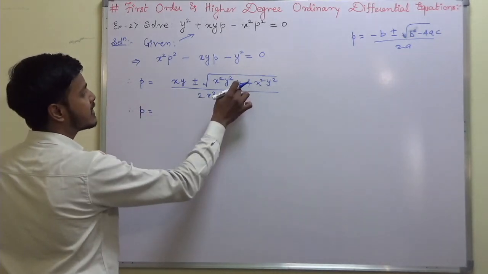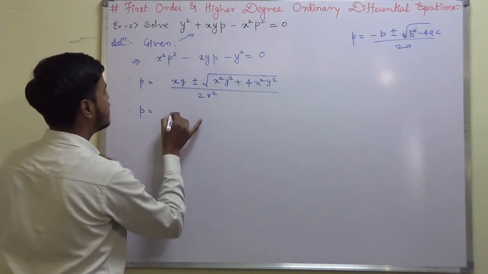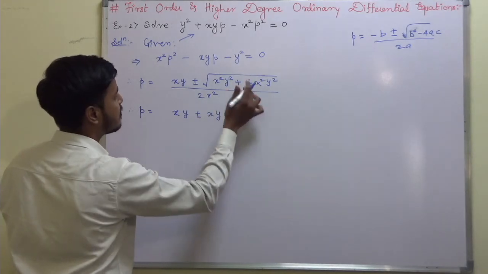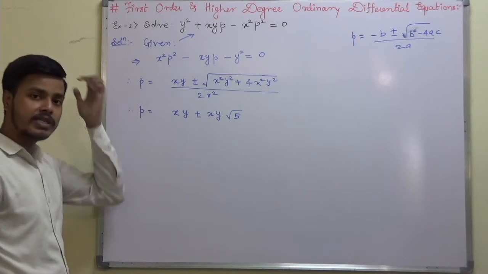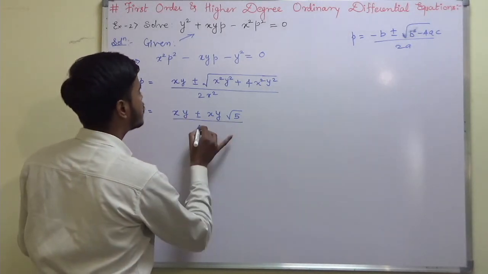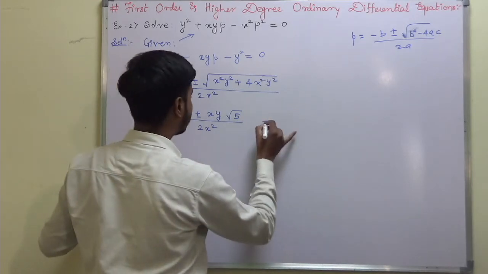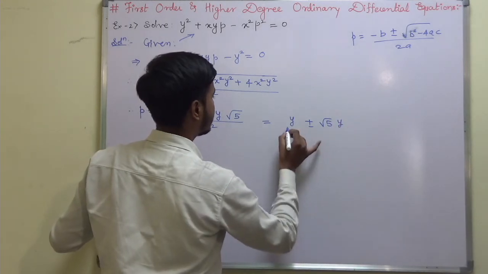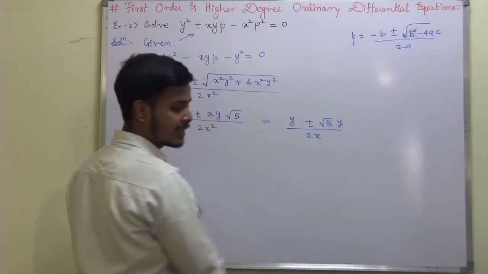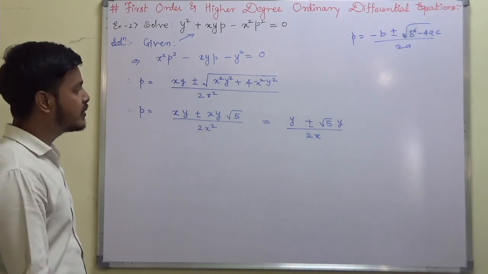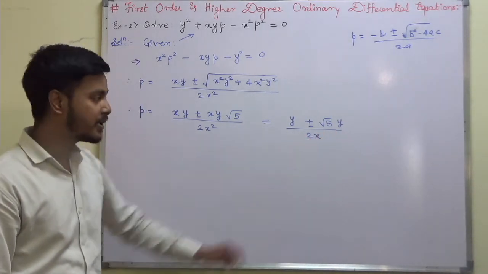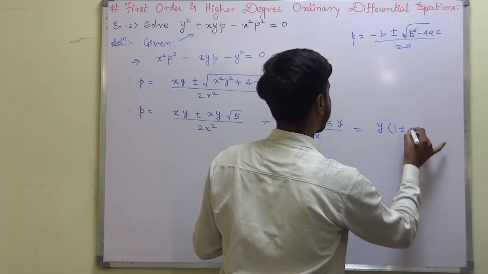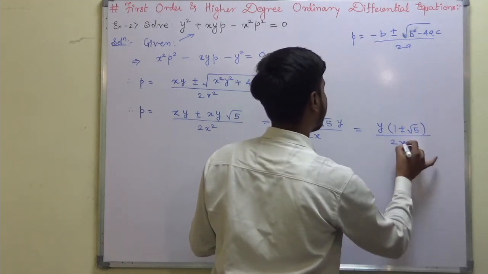Now you just see here. You can take x square y square outside of this. So this would be xy plus minus xy, 1 plus 4 is root 5. Okay, upon 2x square. So one x gets cancelled with this and we remain with y plus minus root 5 y upon 2x. Simple. Or what you can do, you can just take this y common from here, and you can write this as y common 1 plus minus root 5 upon 2x.